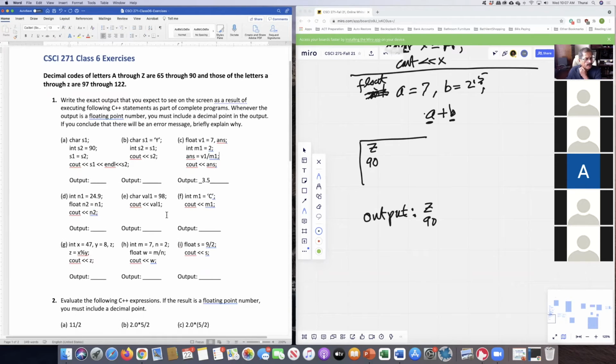Okay, going over to D. Problem D. I got 24.0. 24.0 is correct. Everybody can see it, or anybody needs an explanation? Okay, let me explain anyway. N1 is an integer, so it's only going to take 24. So N1 will be 24. And then when you assign a copy of N1 to N2, 24 point will be stored in N2 because N2 is float. So it will be 24 point.